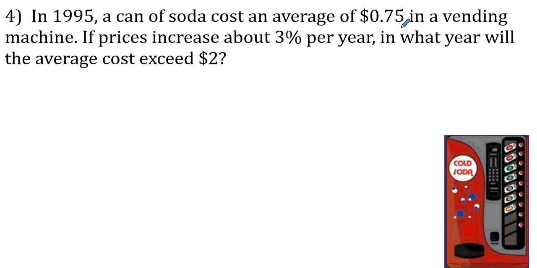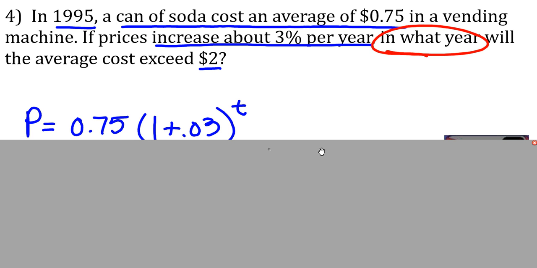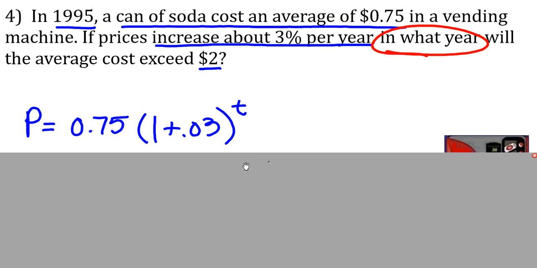And what year will it cost $2? So we know what we want to end up with. Okay, so we want to see when it's exceeding more than $2. So we're trying to figure out the time period. So let's think about this. We know the price of the can of soda is $2. So that would go here. The starting amount is 75 cents. We're showing our 3% rate increase, but we don't know the number of years that it will happen.